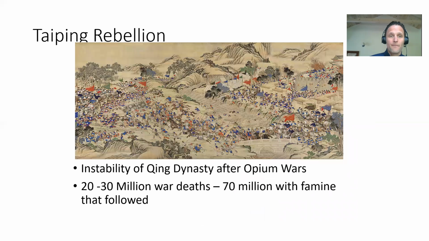As a result of the loss of the Opium Wars, a couple of major events happen in China. The Taiping Rebellion is the most significant. It weakens the Qing dynasty incredibly. 20 to 30 million people die, 70 million total with the famine that follows this Taiping Rebellion. This is basically a civil war in China that is triggered by China's loss of status, their economic weakness compared to the European industrialized powers.